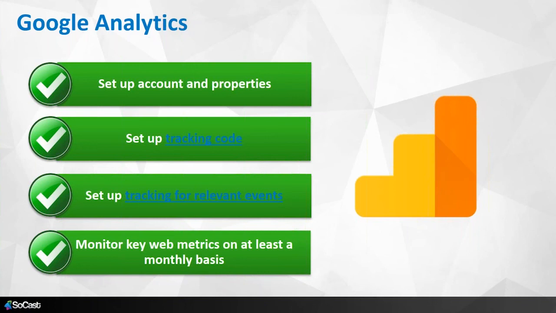First, you'll want to set up an account and create separate properties for each of your stations. Next, you'll want to set up a tracking code. This is basically a snippet of code that you need to copy and paste into your website code to ensure Google Analytics is able to capture those events on your website.